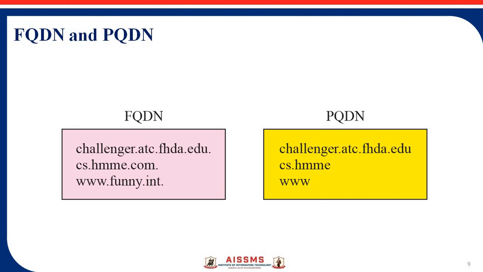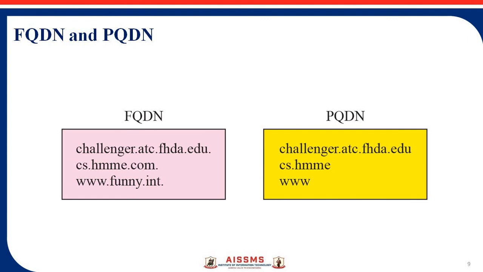For example, if a user at the fhda.edu site wants to get the IP address of the challenger computer, the user can define the partial name. The DNS client adds the suffix atc.fhda.edu before passing the address to the DNS server. That means we can add the suffix to challenger here.